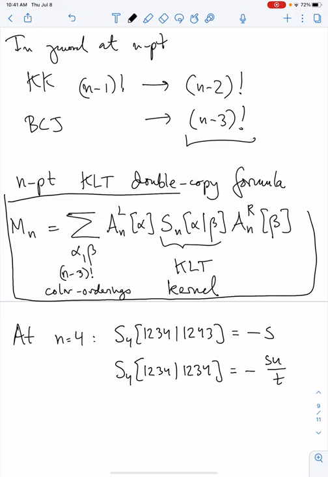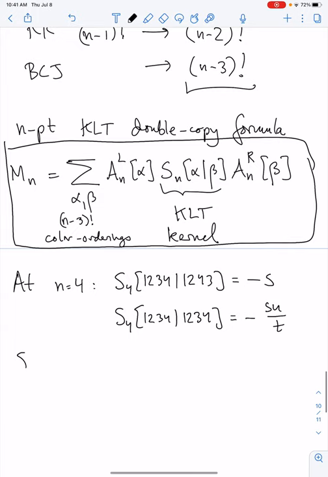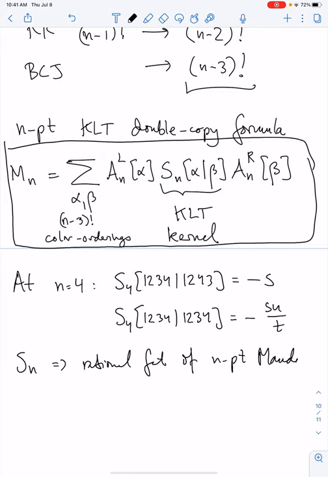So this is the KLT formula for the double copy. And in general, at n point, there's a different kernel. And the kernel would be a higher order rational function of Mandelstam polynomials. So Sn is a rational function of n point Mandelstams. What we have seen already at 4 point is that this kernel plays a very important role. It has the property that not only does it cancel potential double poles that would arise from the product of the left and the right Yang-Mills amplitudes, but it also, as in this example here, supplies the missing factorization channel that you wouldn't otherwise have. In many ways, it's really a miracle that such a formula works.